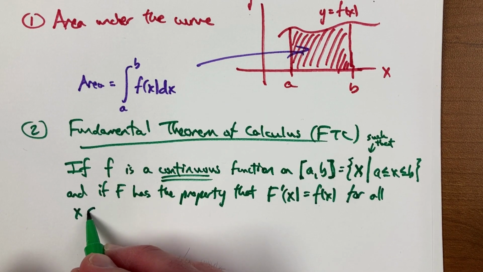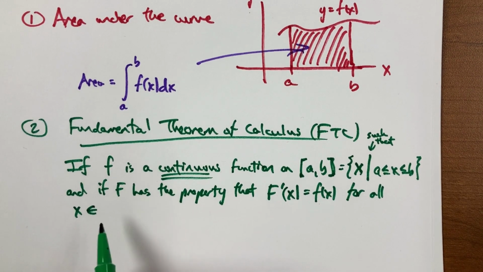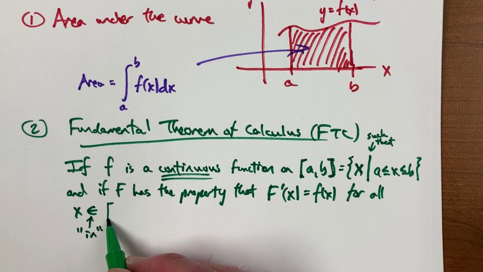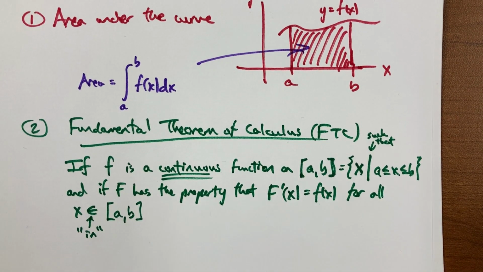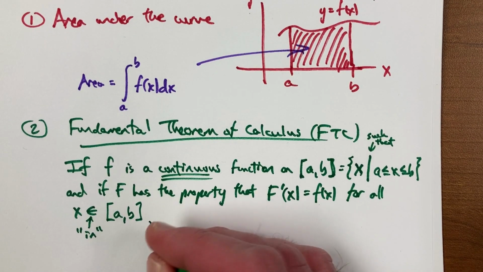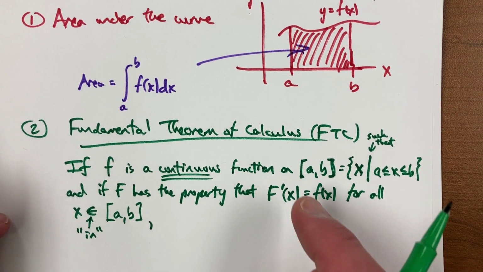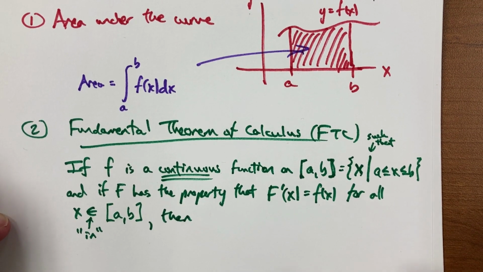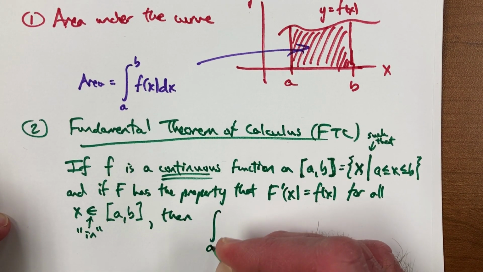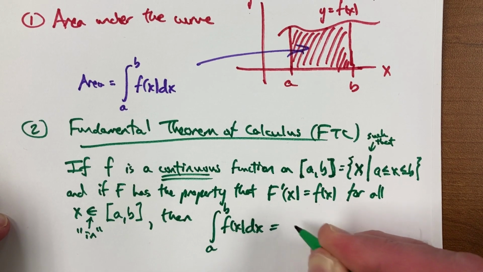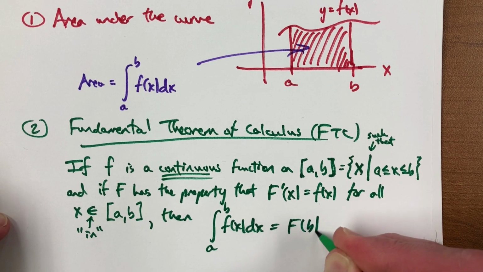Here's another notation I'm going to introduce. This funny looking E is really a Greek letter epsilon, means in the interval, or is an element or number in the interval. So those are my hypotheses for the theorem. The conclusion comes after the word then. Then I can evaluate the integral of little f by taking capital F of B minus capital F of A.